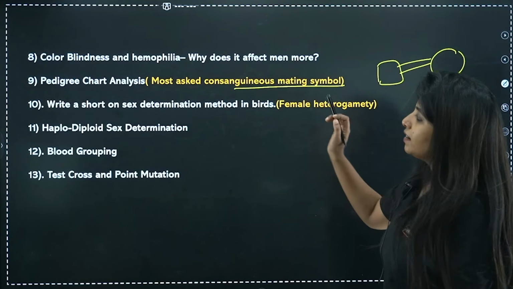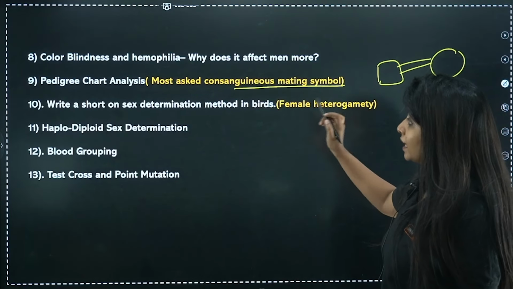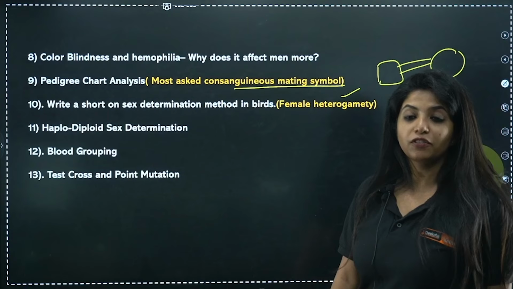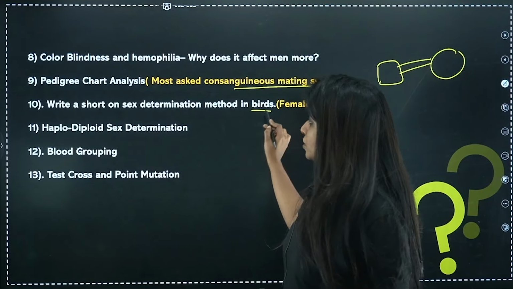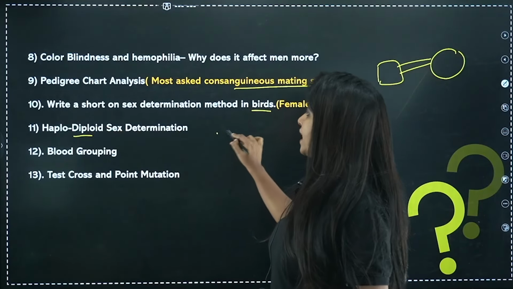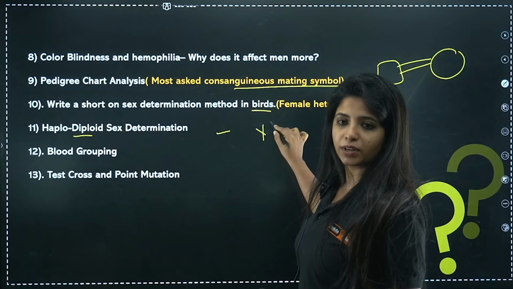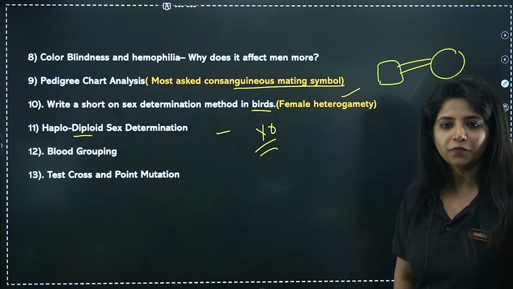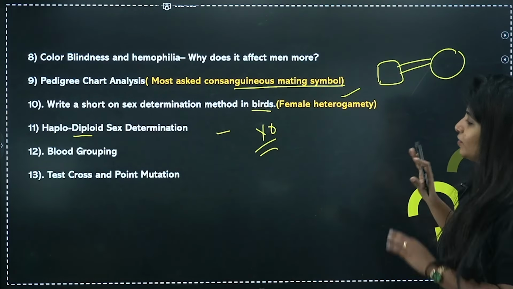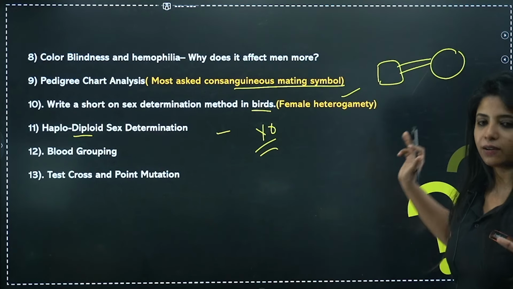Important. Okay, write a short note on sex determination methods in birds. That is the only place where female heterogamety is seen. So please know it's not just birds which is important, but also honeybees and insects. XO type of sex determination in insects is also important. While you go through it, you will get an understanding of others as well. So these are the important topics.